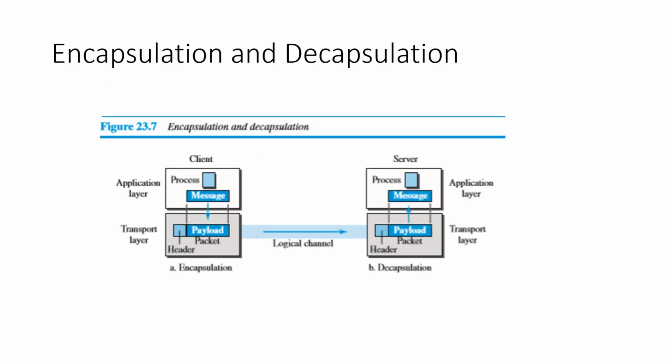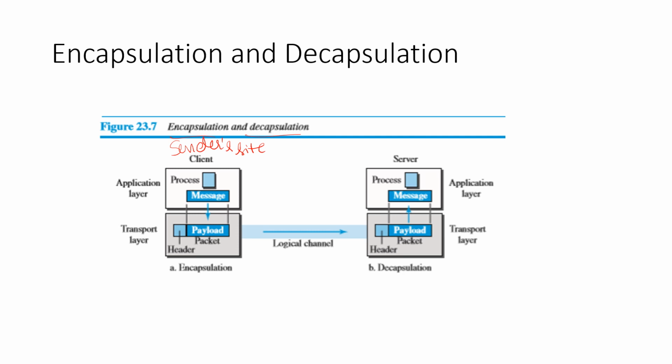The next concept is encapsulation and decapsulation. To send a message from one process to another, the transport layer protocol encapsulates and decapsulates the message. In the picture we can see both concepts. Encapsulation always happens at the sender site, or you can call it the client.